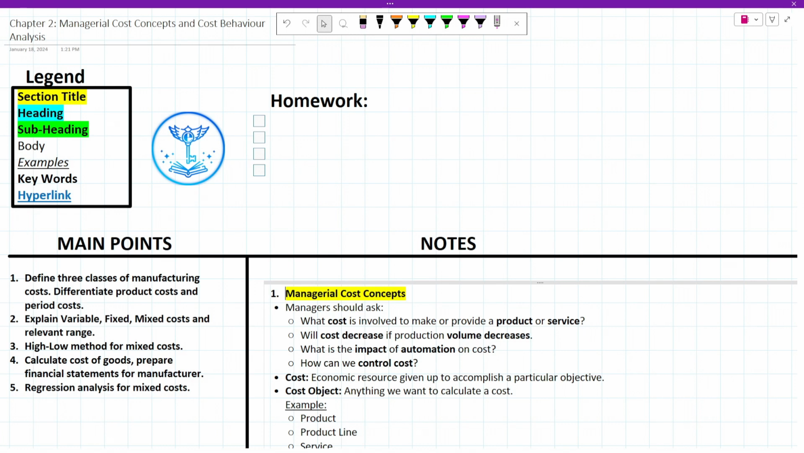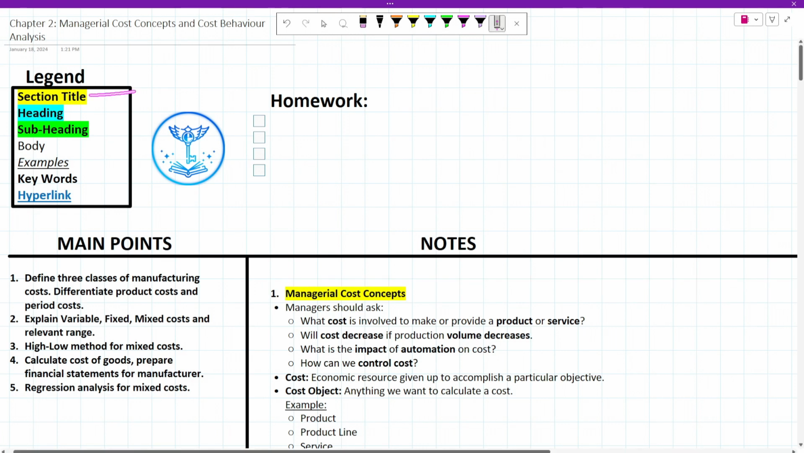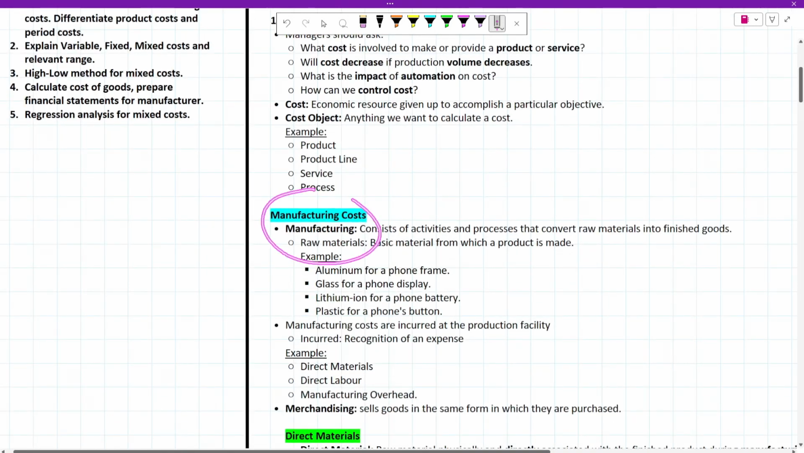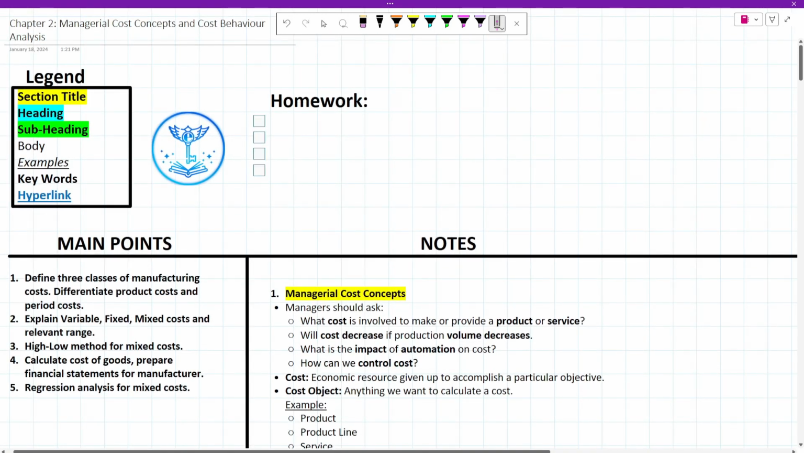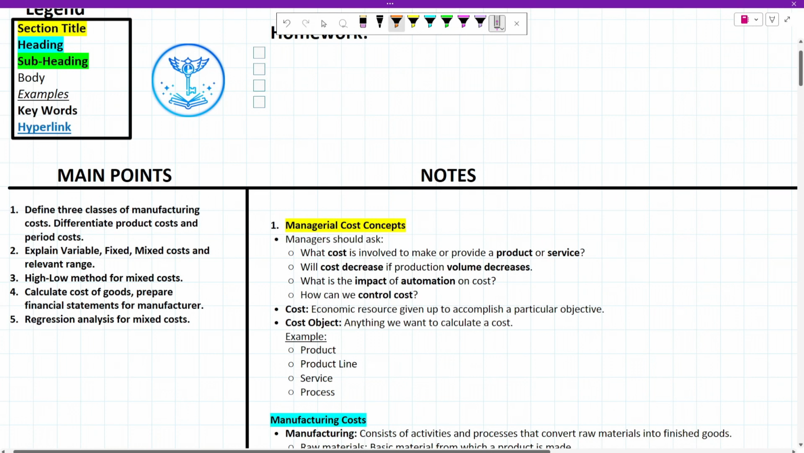So first, looking at the legend, anything already highlighted in yellow, like this, is our section title. Anything in blue, like this, is our heading. Anything in green is our subheading. So let's look at the main points.